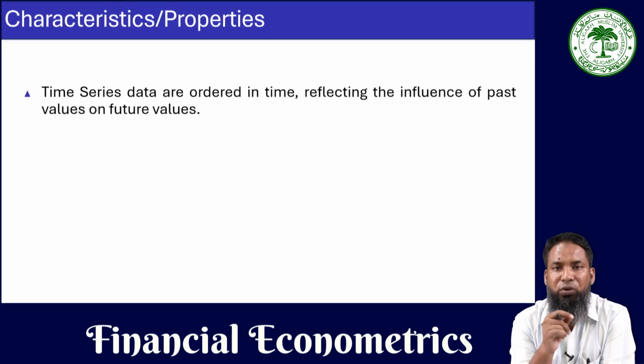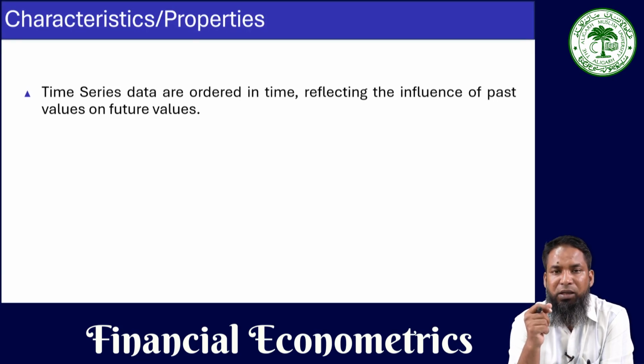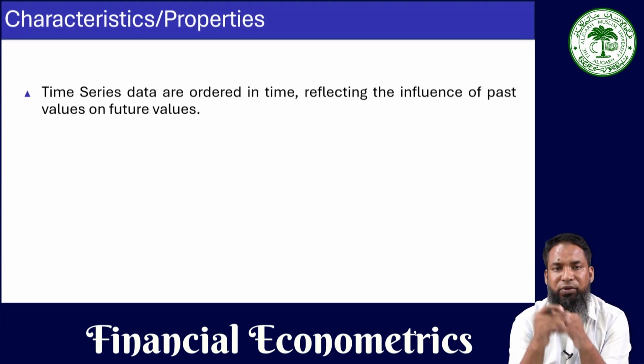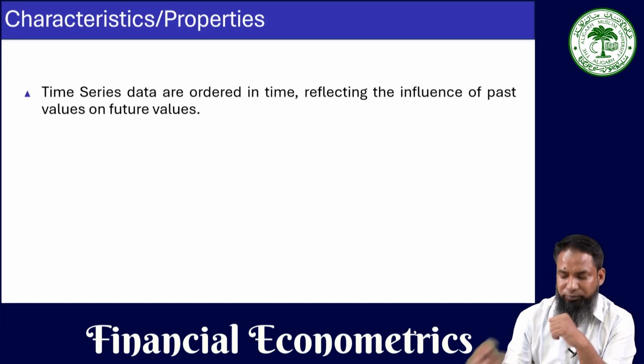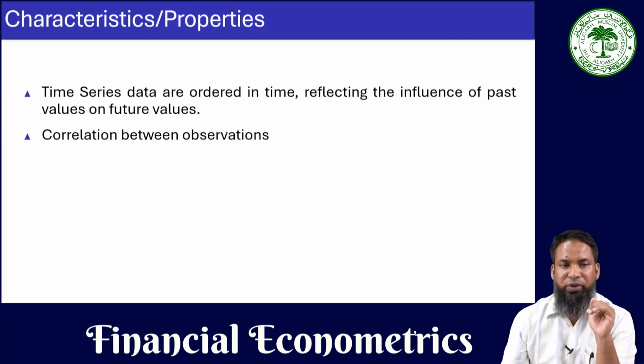So, time series data, we know, are ordered in time. That means it reflects the influence of the previous observation on the current observation, or we can say the previous observation on the future observation. And why is that? Because of the structure of the time series, where we order the observations based on time, it has this inherent property, and this inherent property is sometimes beneficial for us and sometimes may create a problem. So that means there will be correlation between the observations.